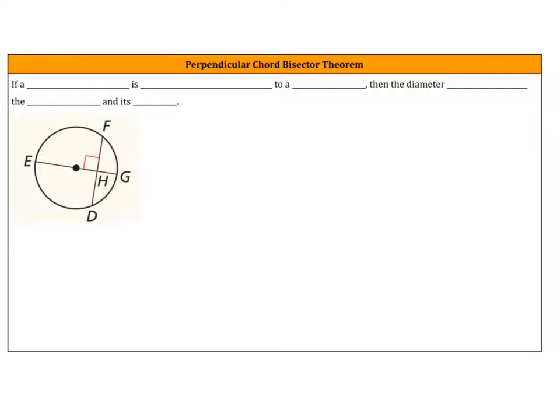All right, so let's move on to another theorem dealing with chords. Now, here's what this perpendicular chord bisector theorem says. If a diameter is perpendicular to a chord, then here's what it does. Then the diameter bisects the chord and its arc.